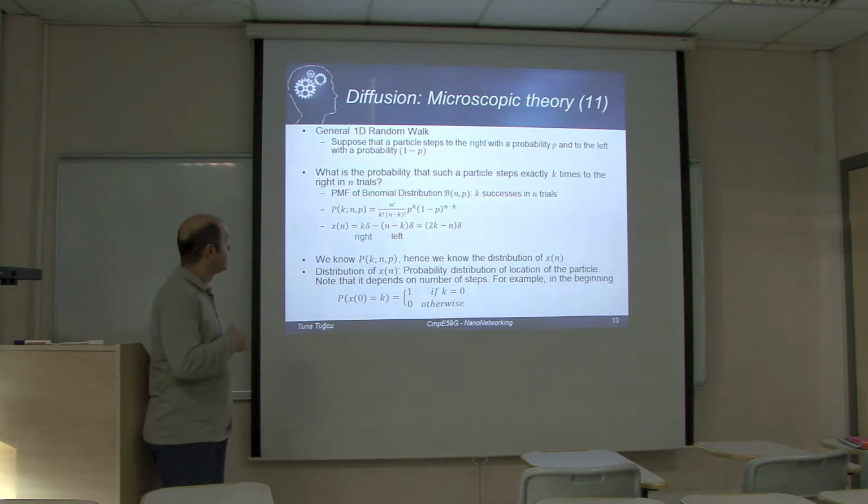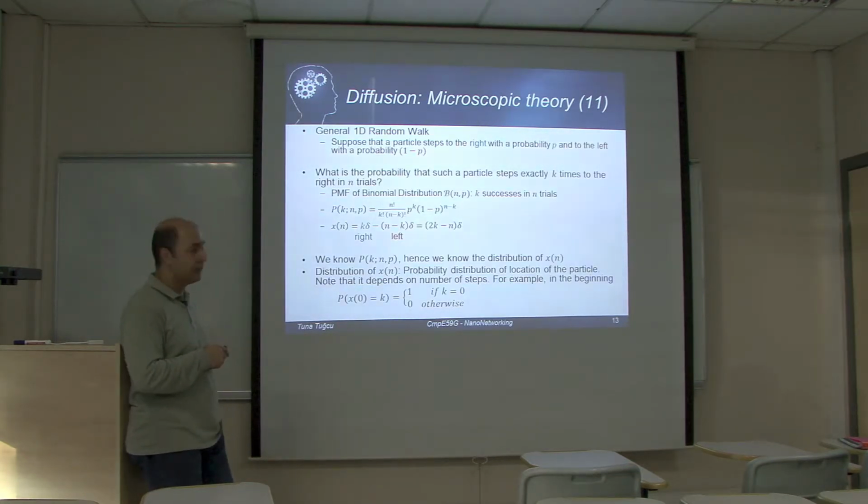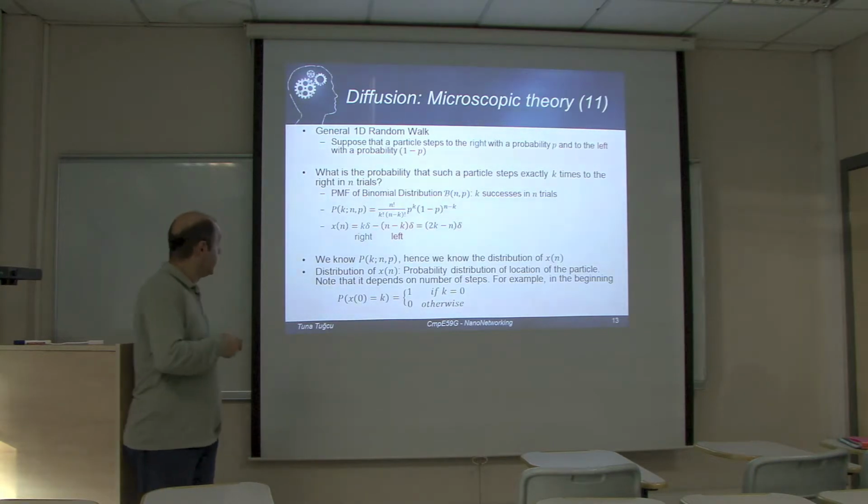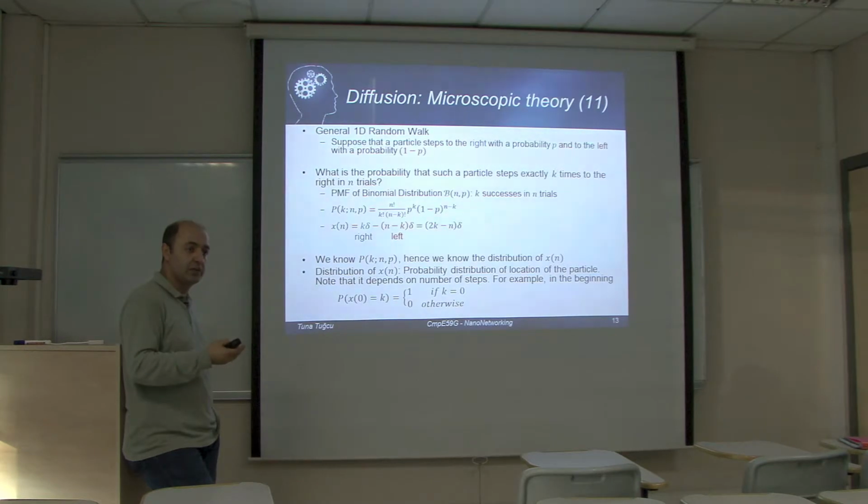Okay? So if you look at the general one-dimensional random walk, suppose that a particle steps to the right with some given probability, let's say p, and to the left then with 1 minus p. Then what's the probability that such a particle steps exactly k times to the right if you have n trials, n steps? Out of n steps, k should be to the right. Remember, stepping right would be p. That's how we represent it.